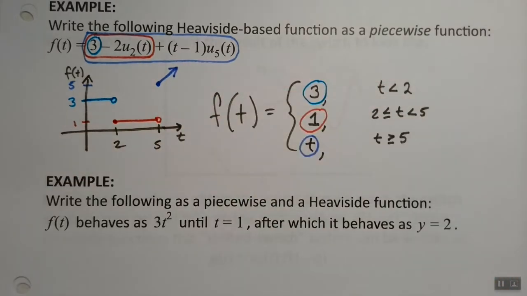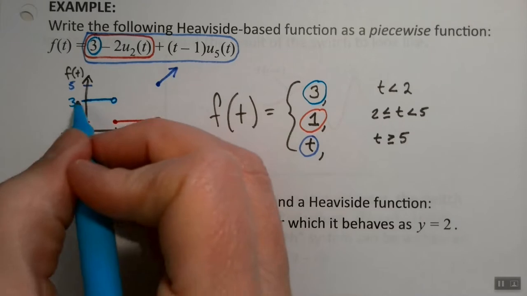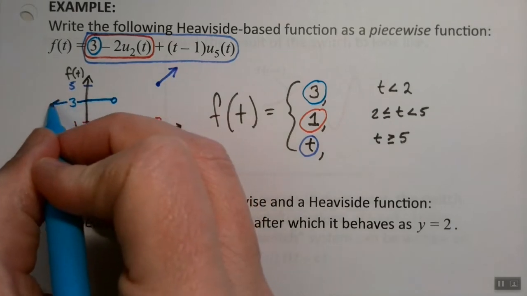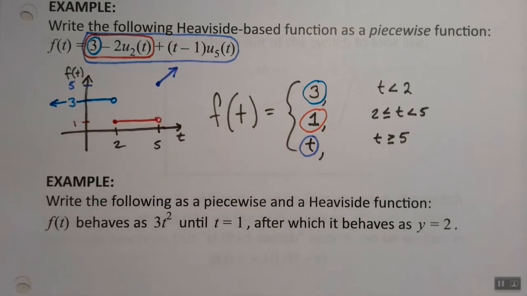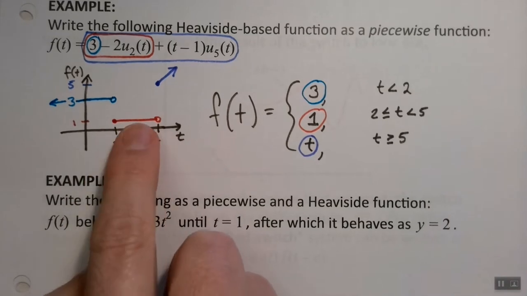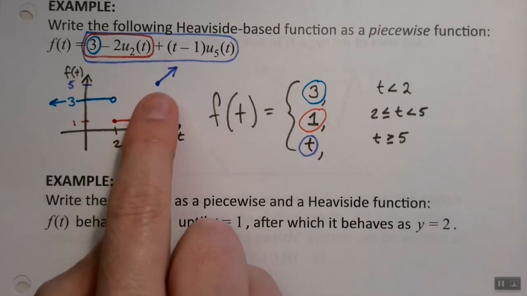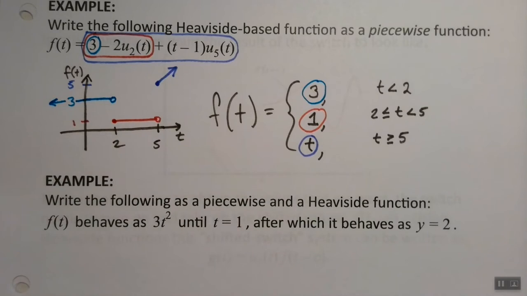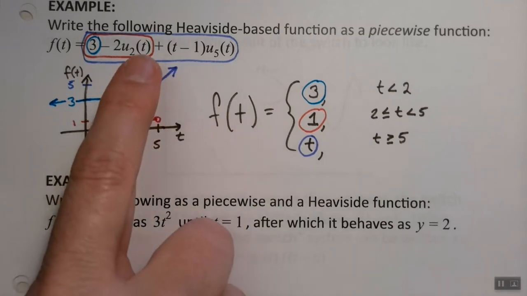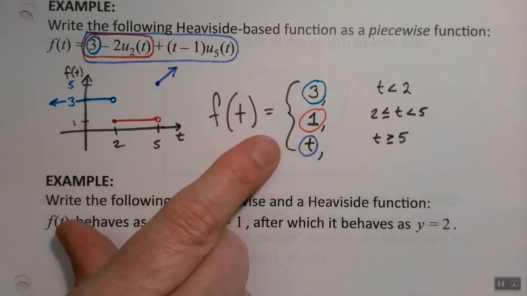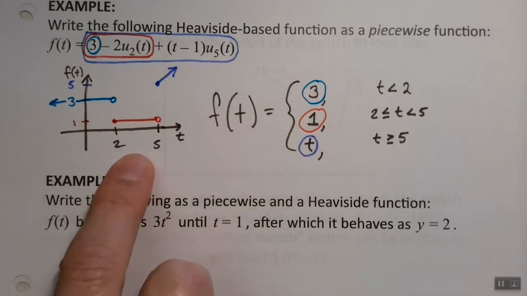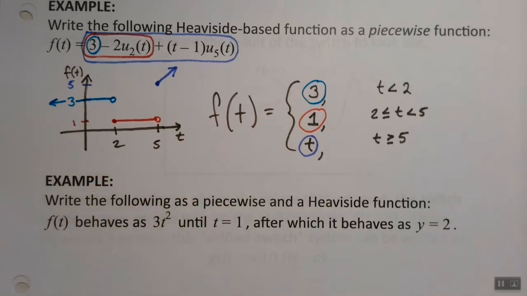So it's going to behave everywhere before 2 like that, and then between 2 and 5 it jumps down to 1, and then at 5 it jumps up and then behaves like the function y equals t, or f of t equals t. So we can think of it in Heaviside notation, we can think of it in piecewise notation, we can think of it as a graph, but we should be able to translate between all three of these.